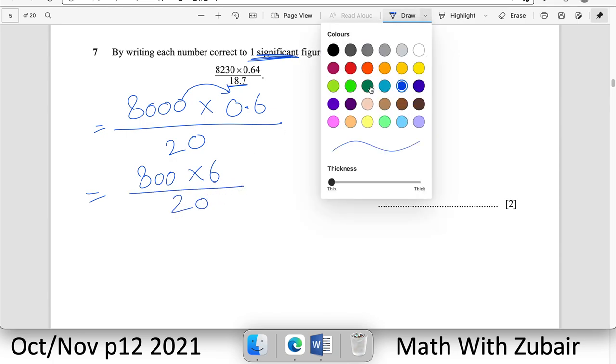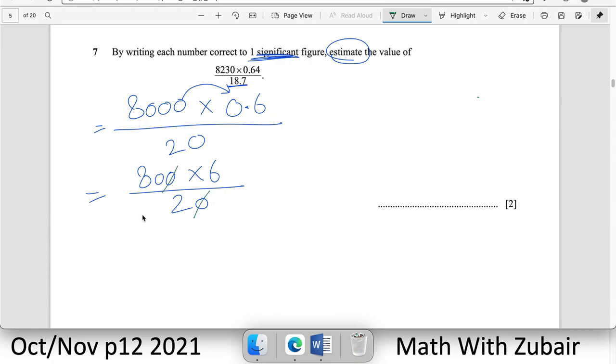Go for cancellation, or straight away with 20 to 1 times to 40. Then we get 6 4 times is 24, and this 0 lands here. That is 240.